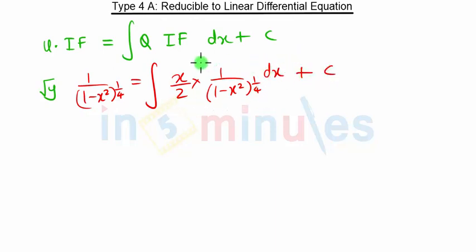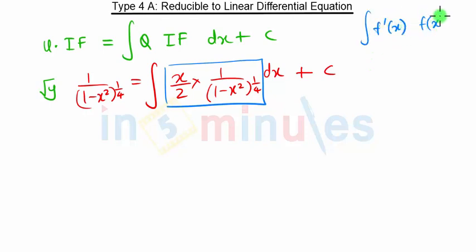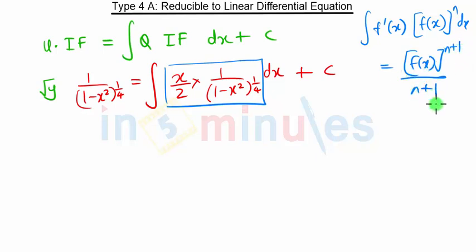So as you can see here, we have to integrate this part, and here also we are going to use one property, that is the integration of f dash of x into f of x the whole raised to n dx is nothing but f of x the whole raised to n plus 1 upon n plus 1. So we are going to use this property. How we are going to use this property, just see. So this 1 minus x square the whole raised to 1 by 4 is in the denominator, so we will take this in the numerator.